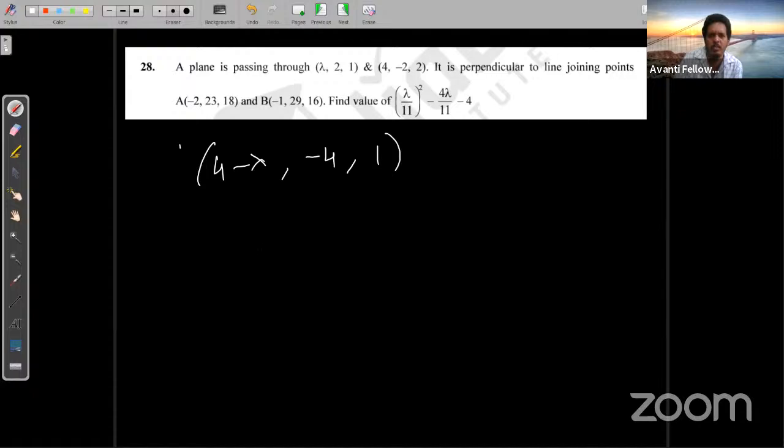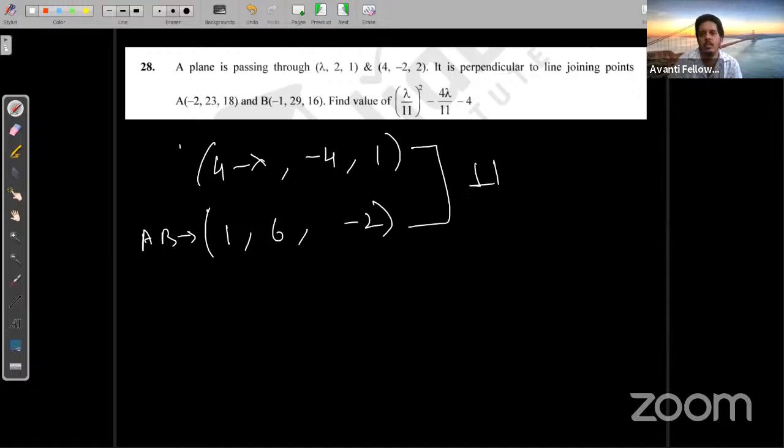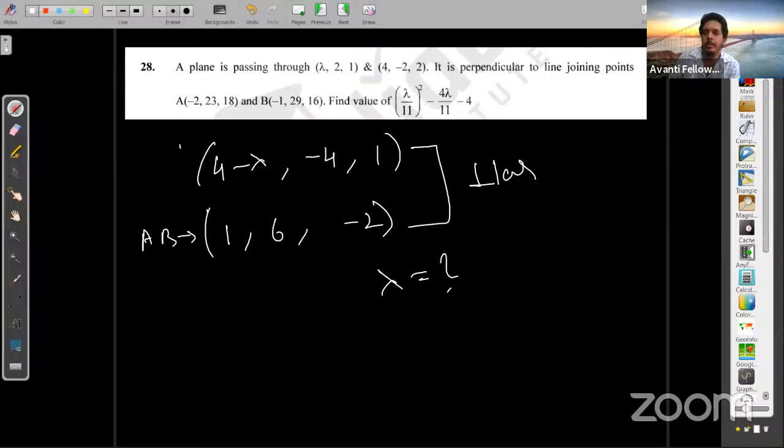This is one vector. Another vector, AB vector, if you would like to find: minus 1 plus 2 is 1, 29 minus 23 is 6, 16 minus 18 is minus 2. So these both are perpendicular. If these both are perpendicular, the dot product will be equal to 0. Then what is the value of lambda? You tell me guys. Come on, tell me fast, everyone.